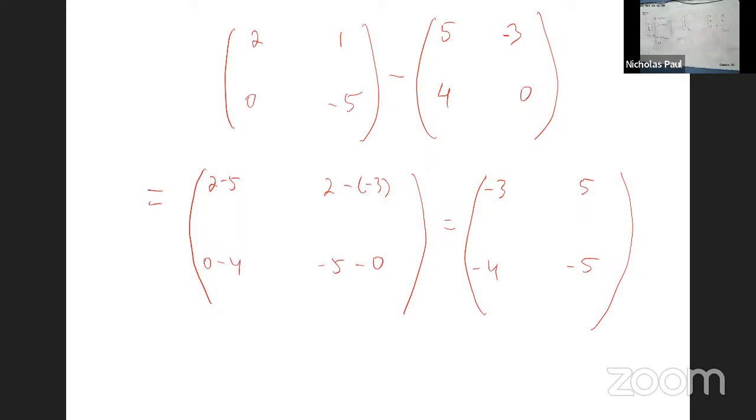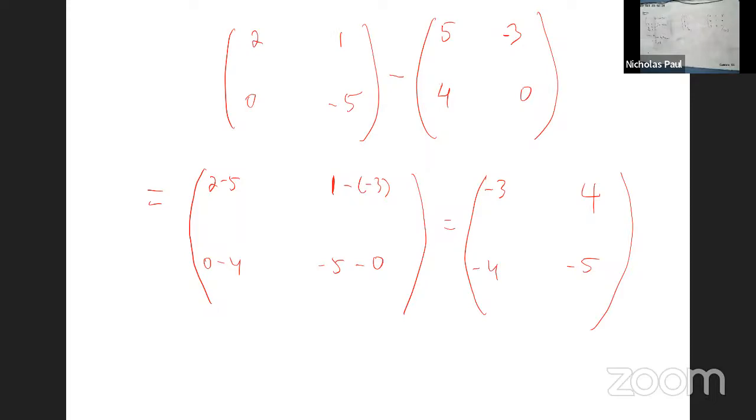Top right. Wait, did I write the wrong thing somewhere? Oh, sorry, I wrote 2. Thanks. It's 1 minus minus 3. Yeah, thanks.